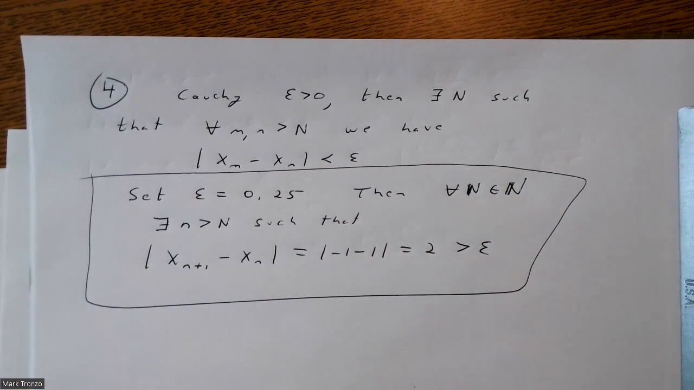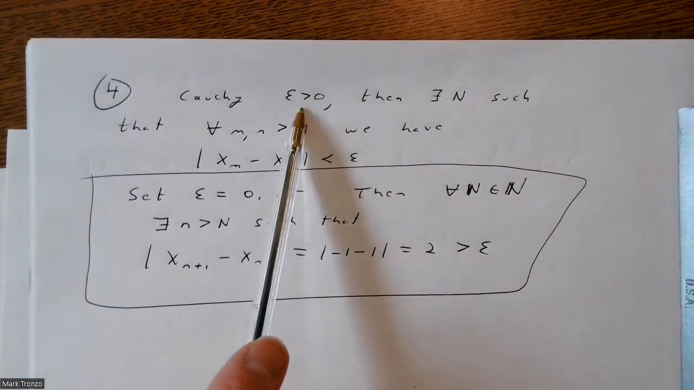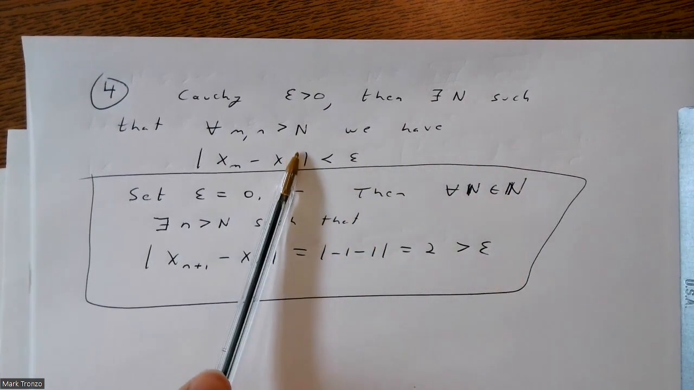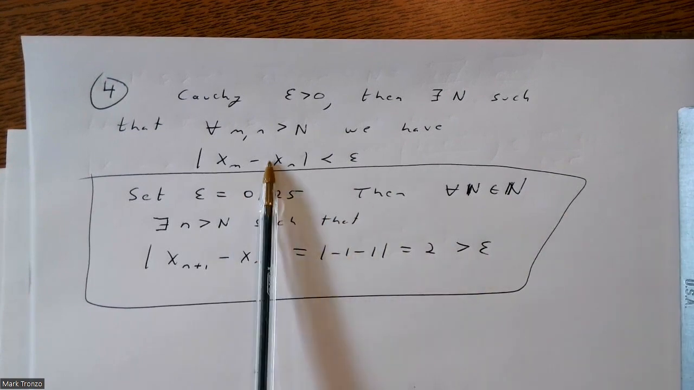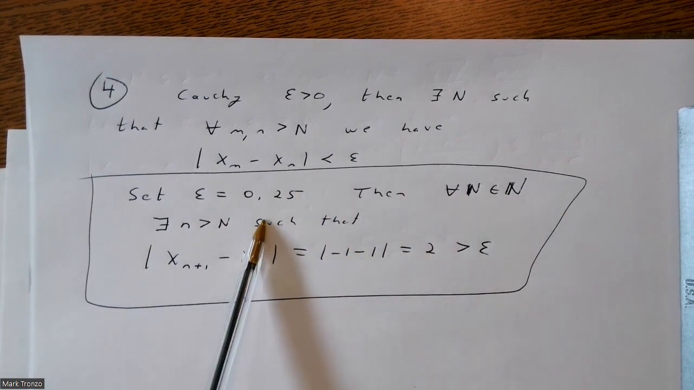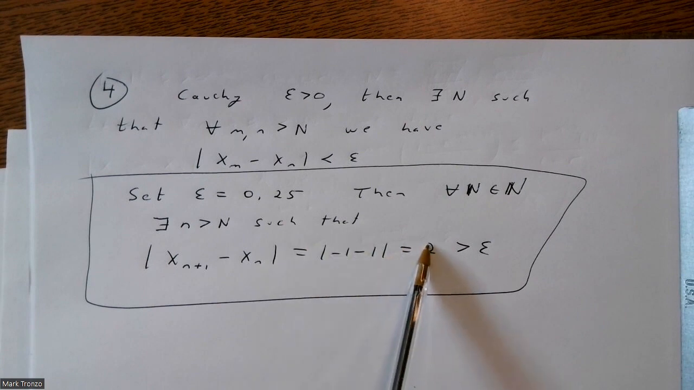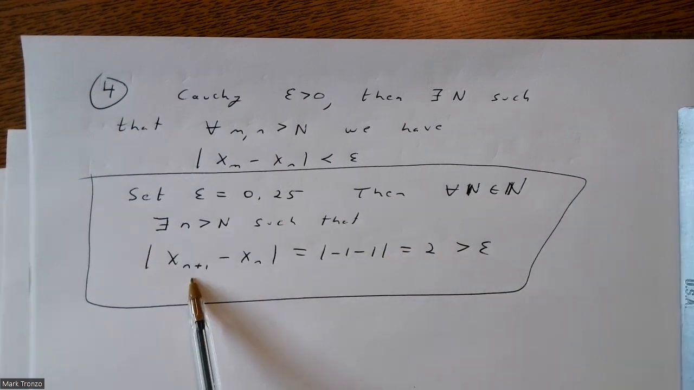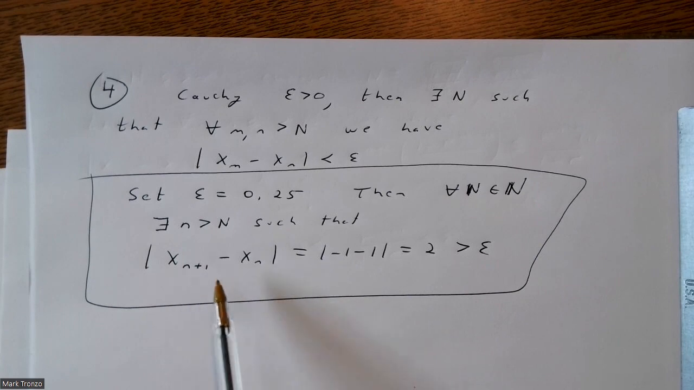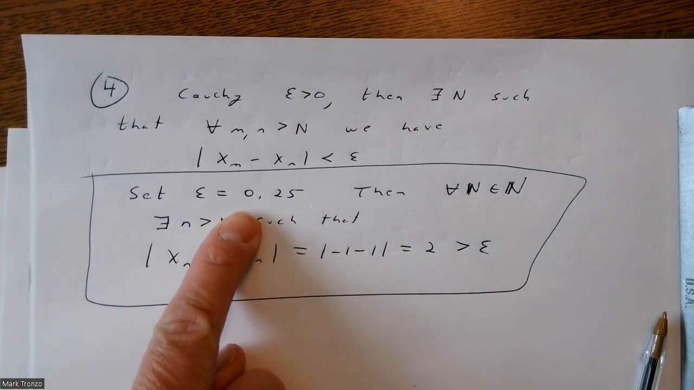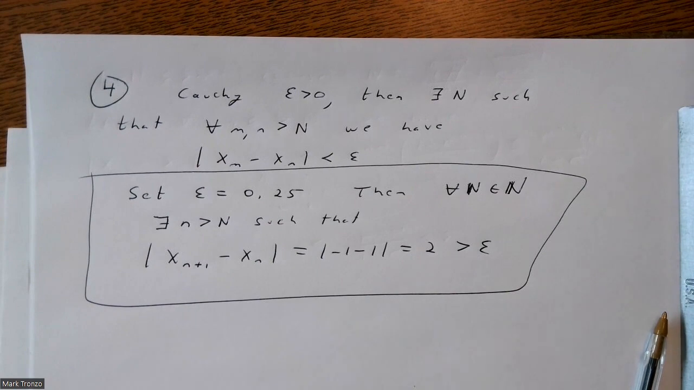Because the idea is, you have to be able to pick an epsilon and then find an N such that for all m and n greater than the natural N, this difference is less than epsilon. But here we picked an epsilon of 0.25, and no matter what N you pick, you can always find two consecutive ones that when we take the difference, we get 2, and that's going to be greater than the epsilon, if that makes sense. Because if you can find an epsilon that will never work, then you've proven it's not a Cauchy sequence.